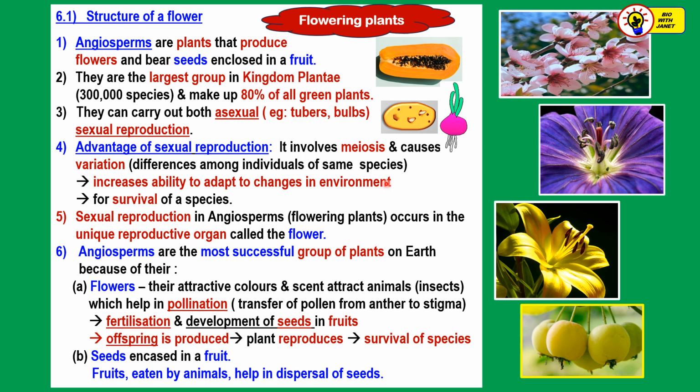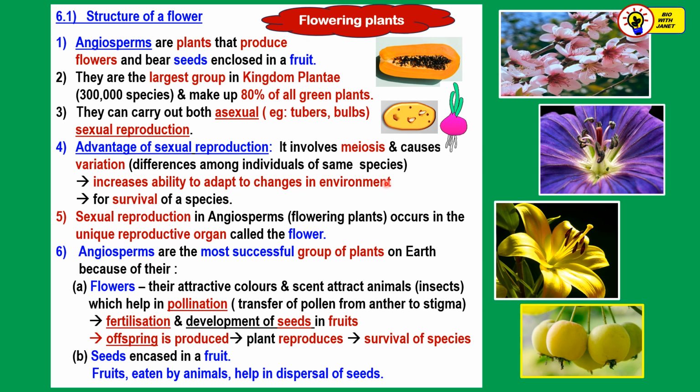That's for purpose 1. Okay. Now, number 2, they are the largest group in the kingdom Plantae. Angiosperms are the largest group in kingdom Plantae, about 300,000 species in all, and they make up 80% of all green plants, right? Now, the other group of green plants is called the gymnosperms, like the fir tree, all right, the pine tree in the temperate countries. They don't produce flowers, okay? The gymnosperms do not produce flowers, only the angiosperms.